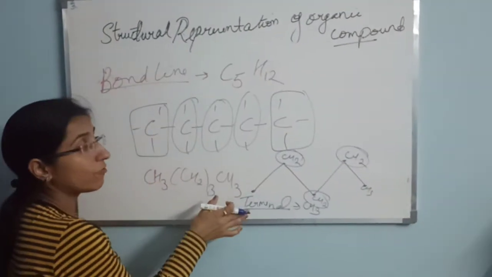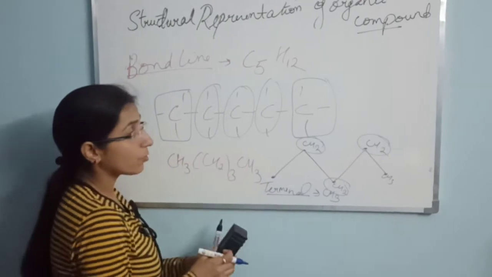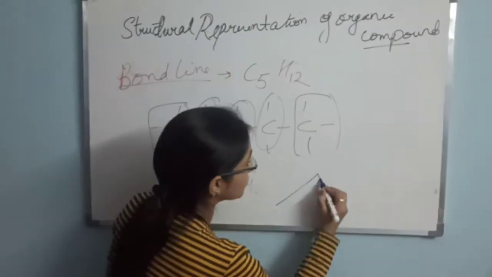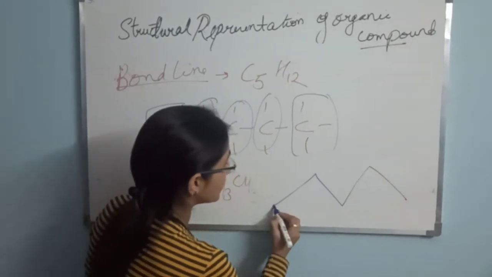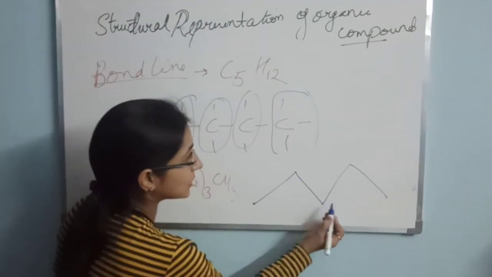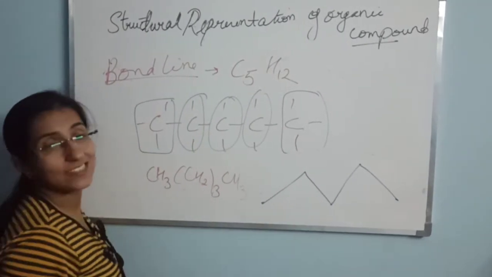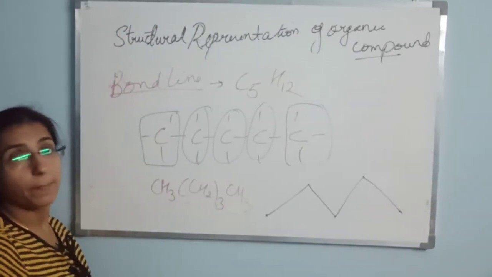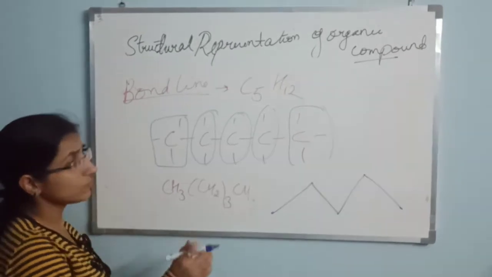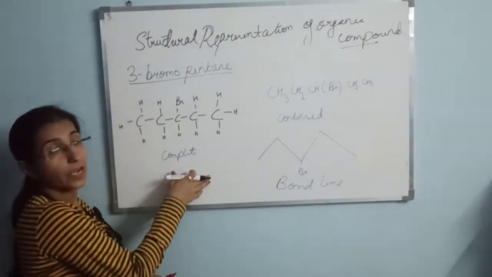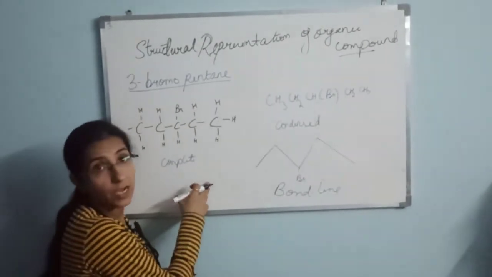But if you want to represent the bond line, you are not supposed to write the carbon. The bond itself indicates first carbon, second carbon, third carbon, fourth carbon, fifth carbon. So this represents the bond line structure for the pentane molecule. So here is the example to represent the open, condensed and the bond line.